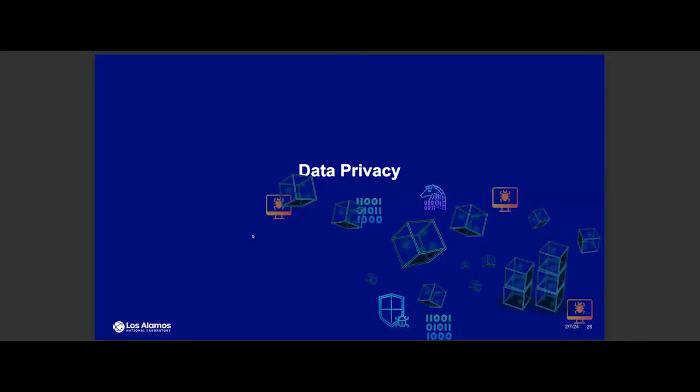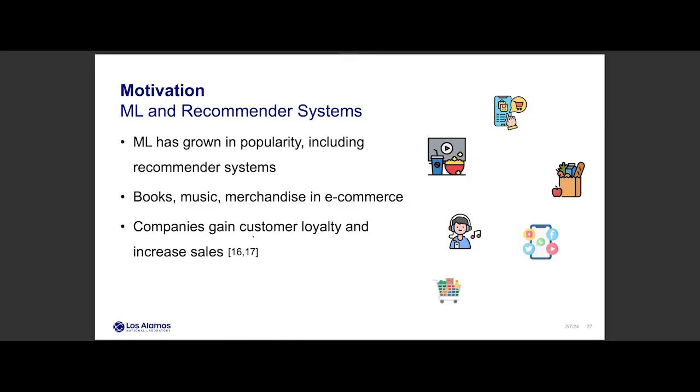The second application that we're going to talk about today is data privacy. So what is the motivation? What we looked at here is recommender systems. Recommender systems are useful because when you go to, for example, Netflix, it gives you a recommendation for a movie, or when you go shopping on Amazon, you get recommendations. There's music recommendations. So it creates this personalized experience for you that is nice.